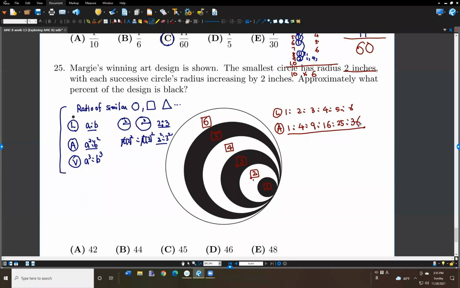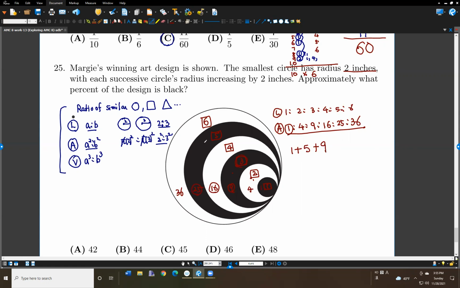Now let's find the ratio of the area in the black one. The black one is 1 over here. That is 1. Then the third one minus the second one, 9 minus 4. This is 1, this is 4, this is 9, this is 16, this is 25, this is 36. That's the ratio of the area. So this side is how much? 9 minus 4, you got 5. The next one, 25 minus 16, that is the third black area.